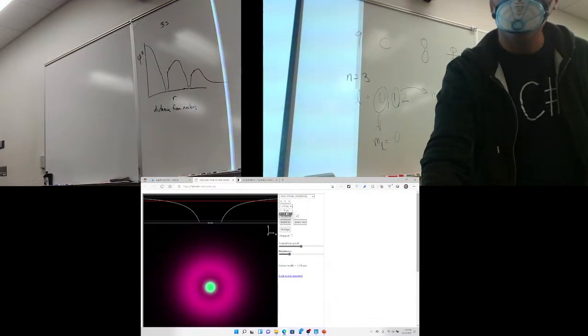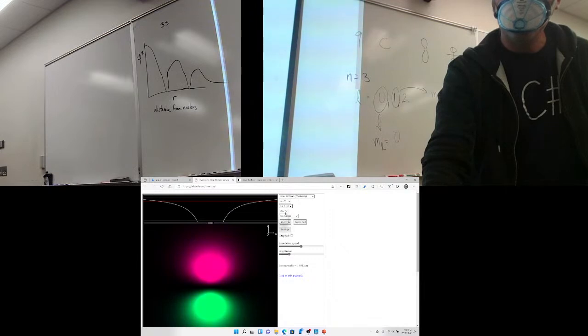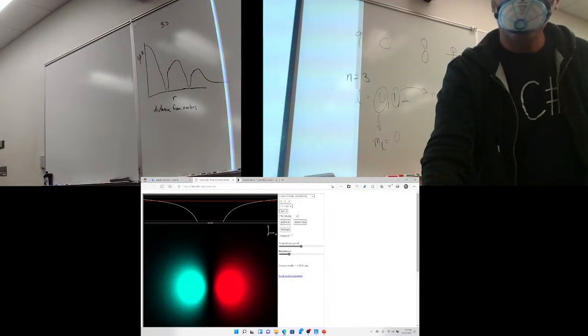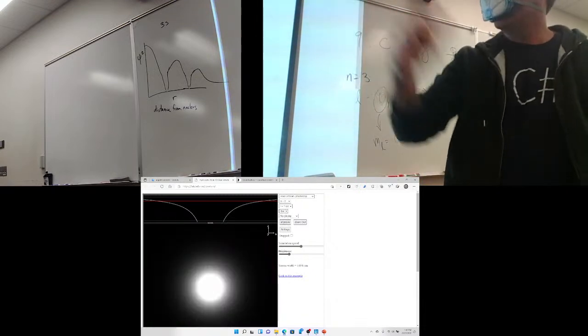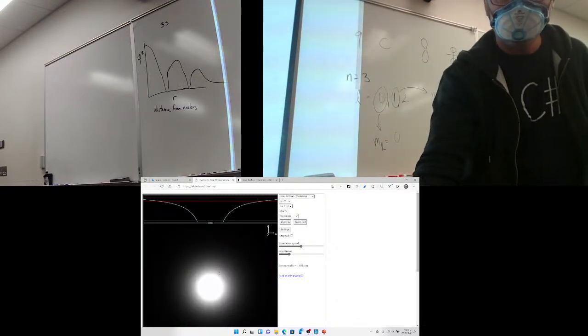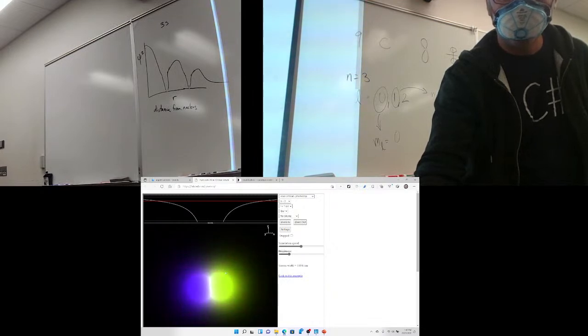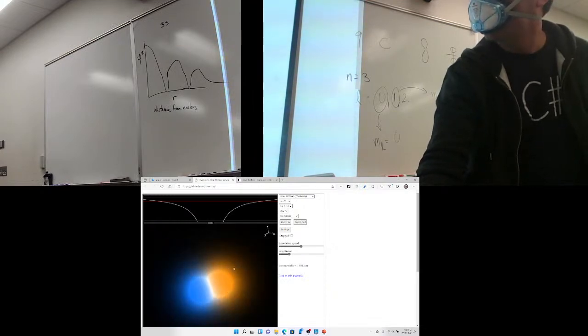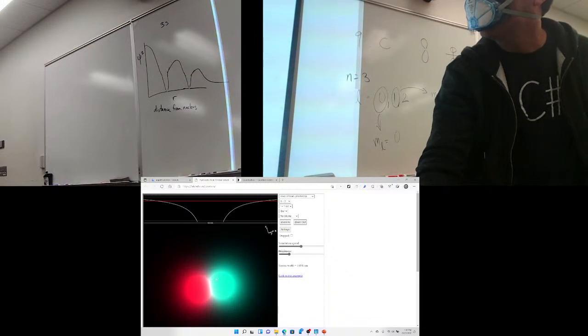The S might, or the P might be more interesting. Here's the P orbital. Here's the PZ. There's the PX goes side to side. The PY is going to go in and out of the screen. So if I kind of try to rotate this sideways, there you go. Kind of hard to see. Anyway.